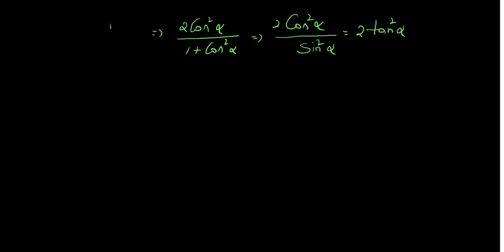This is the expression for the blade efficiency to be maximum. Now, put it in the simple form. Maximum efficiency equals 2 times tan square alpha.